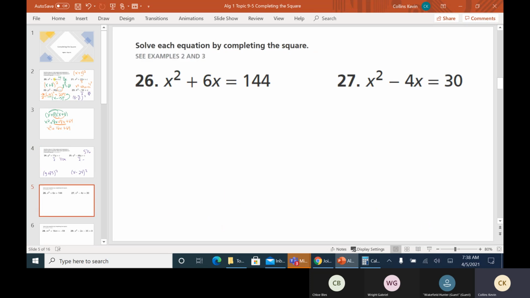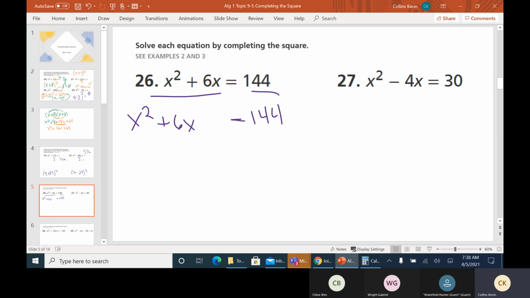So it says solve each equation by completing the square. So here it is. Now this is what's going to happen. So what we're looking for, step 1, they've already taken care of for us. You always want to make sure you've got the variables on one side, usually the left, and the number guys on the other side. Okay, so now here's what we're going to do. We're going to leave ourselves a little space here. We're going to go x squared plus 6x and leave some space equals 144. Okay?